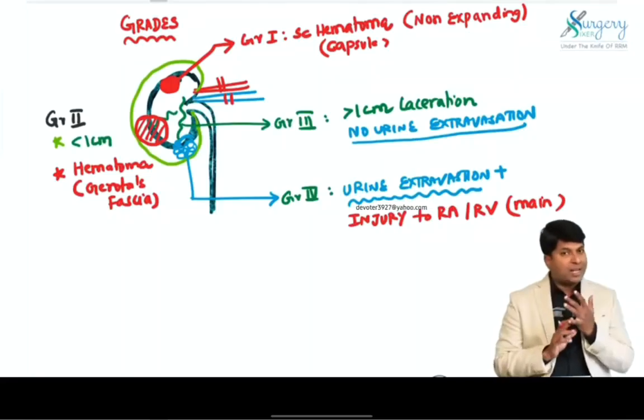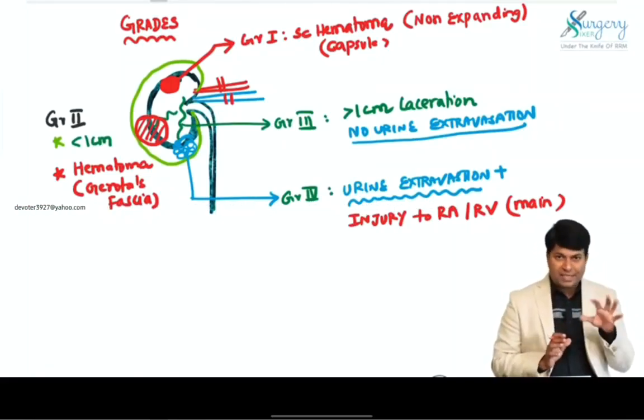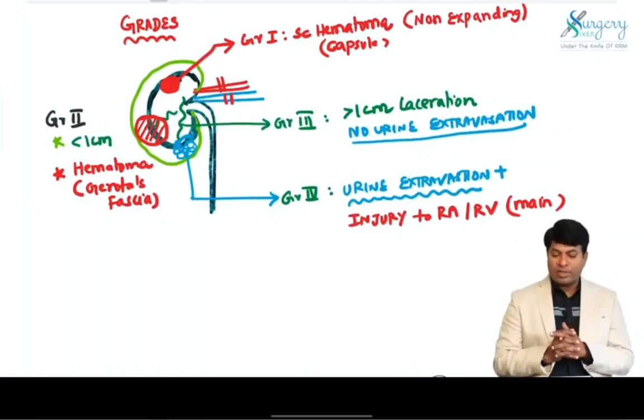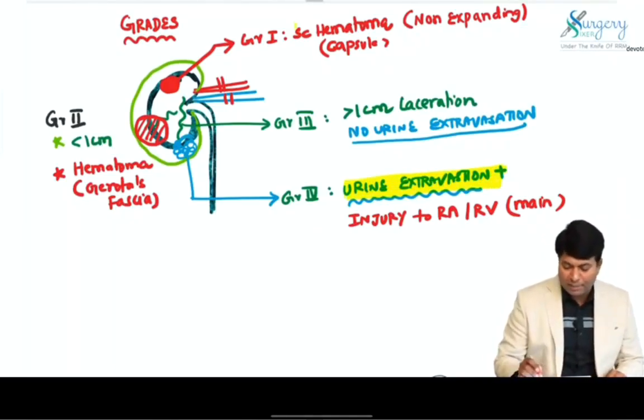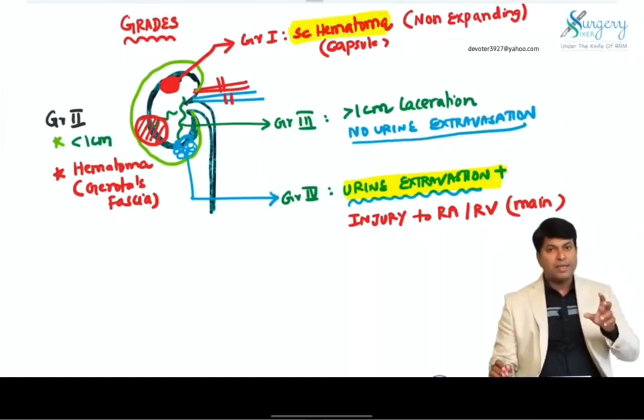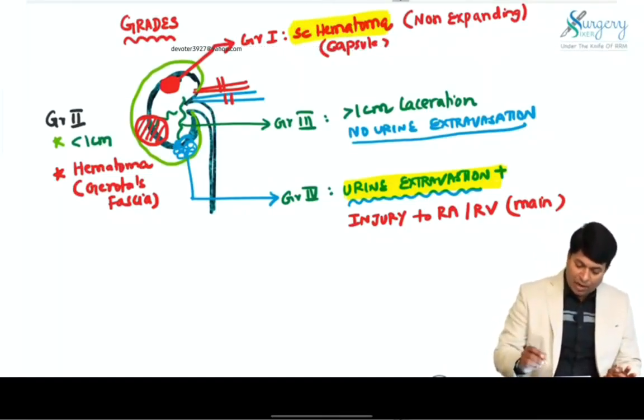So grade 1 is subcapsular hematoma. Grade 2 is hematoma with laceration, hematoma limited to Gerota's. Grade 3 is more than 1 centimeter laceration, no urine extravasation. Grade 4 is urine extravasation present. This is asked in exam. So the sequence was subcapsular hematoma followed by urine extravasation, followed by grade 5, was given in the exam.